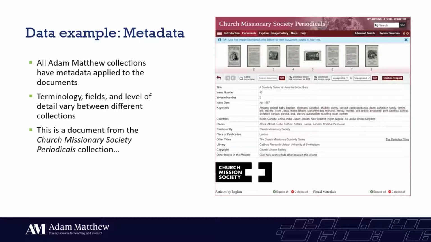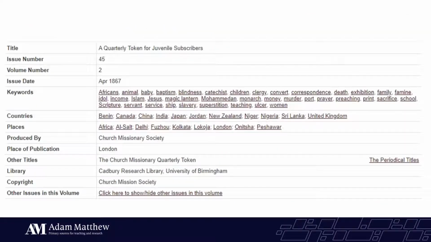So we have our document from Church Missionary Society periodicals here, and the metadata, as I'm sure you can see, is the bit that's under the thumbnails. So it's things like keywords, it's dates, it's countries or places that are named in the document. You will often have names in there as well in other collections. All of that can be exported for you to use.